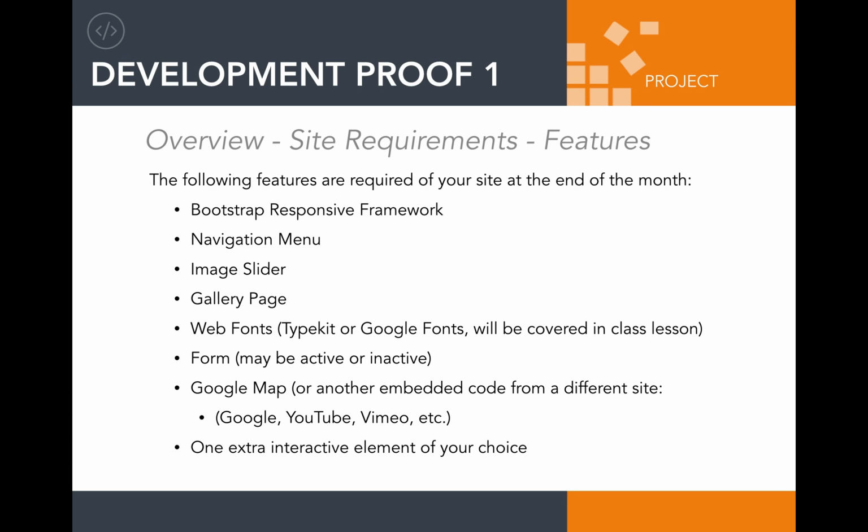The following features are required of your site at the end of the month. So these are different interactive elements or features that you'll need to code into some of those required pages. So you'll have to have a Bootstrap responsive framework, which you should have already established last week. You'll need to also have a navigation menu, an image slider, a gallery page. You'll need to include some usage of web fonts, such as Typekit or Google Fonts, and those will be covered in a next class lesson in the future.